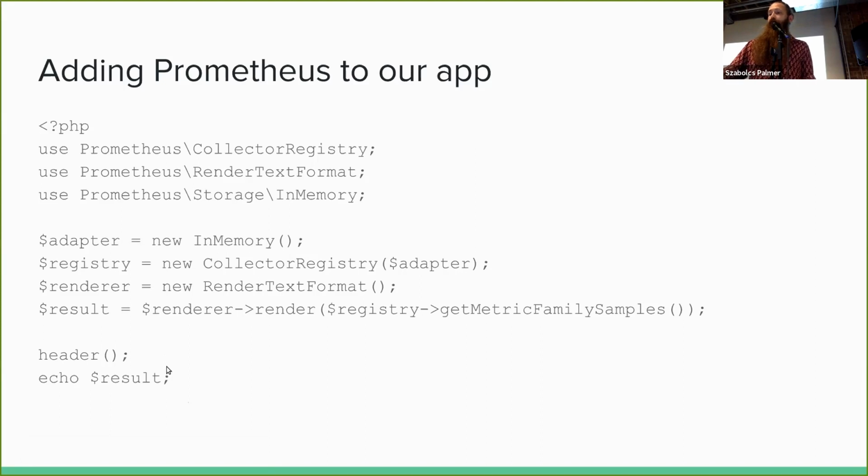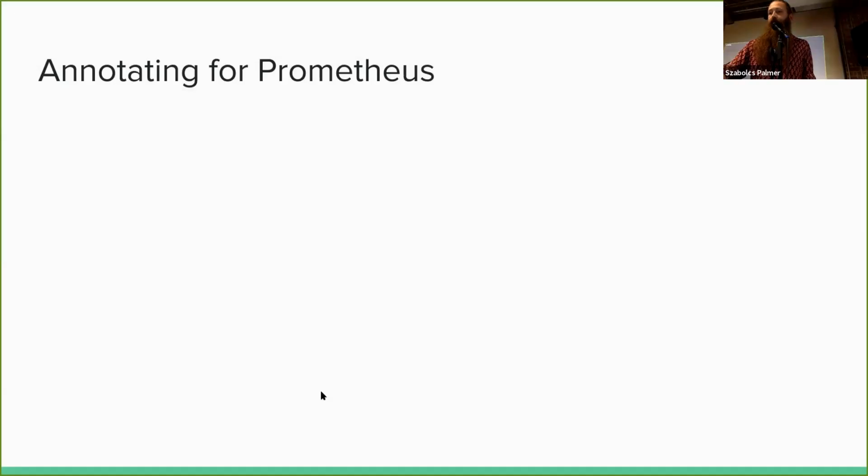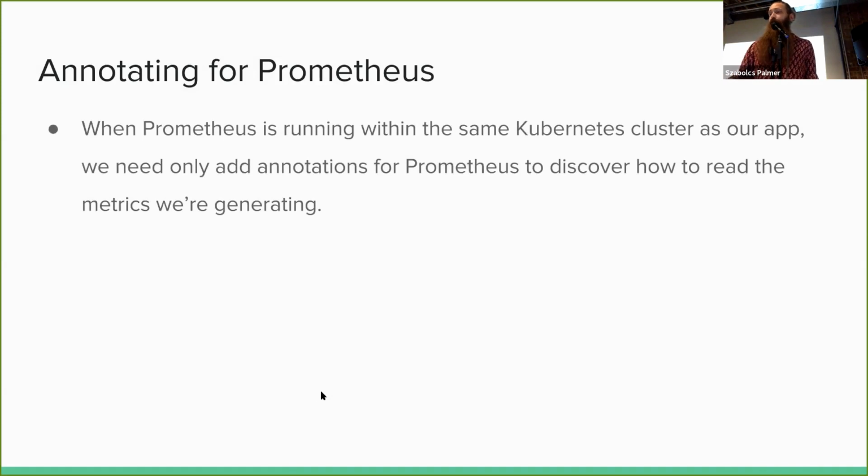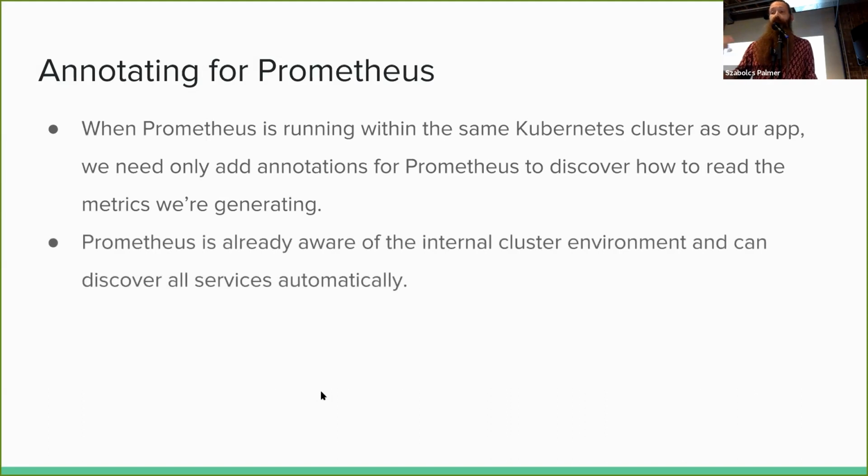So then within a Kubernetes cluster that's running Prometheus, these metrics can then be collected and we can graph on those and set up alerts and whatever we need to do. To have Prometheus discover our pods and containers, we use annotations. So with the same cluster running, Prometheus already scans and looks for particular annotations, and as long as we add them, we don't have to worry about it.